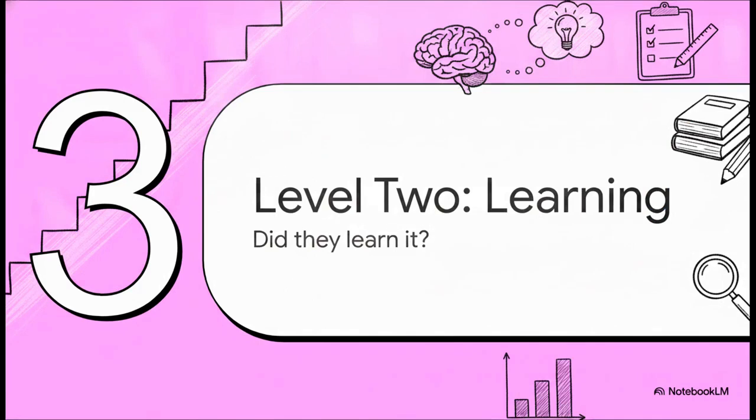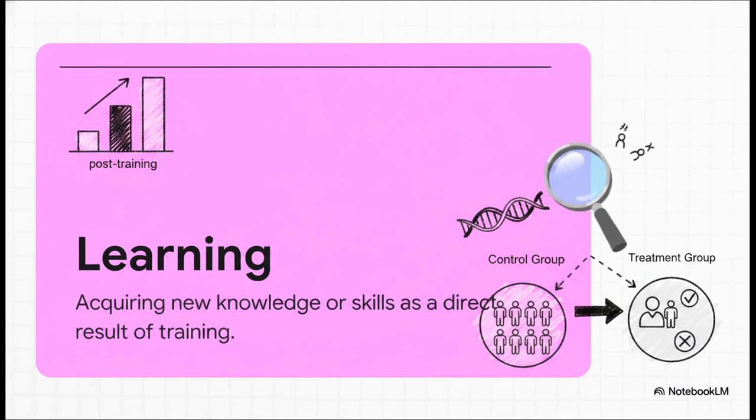Let's move on and see how this builds in Section 3, Level 2, Learning. Did they actually learn it? Level 2, Learning, measures whether participants acquired new knowledge, skills, or attitudes as a direct result of the training. And the crucial phrase here is direct result, because to prove this, you need a baseline. Think about a clinical trial.